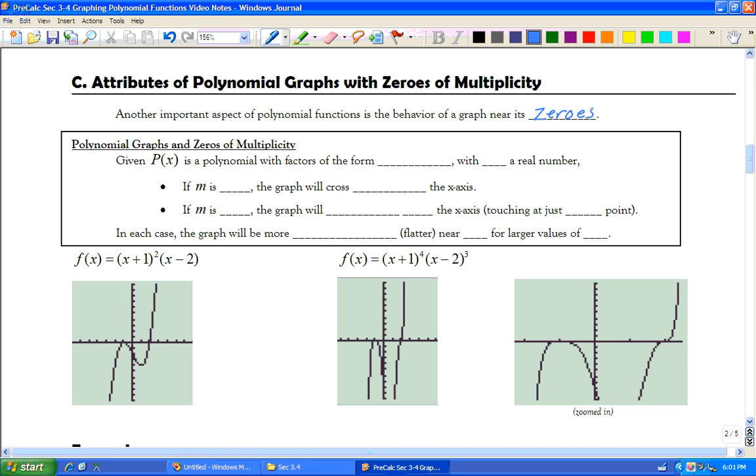And if you have a polynomial function p of x in factored form, and those factors are x minus c to the m, where m is the degree of the factor and c is a real number, if the degree of the factor is odd, then the graph is going to cross through the x-axis. If the degree of the factor is even, then the graph will bounce off.